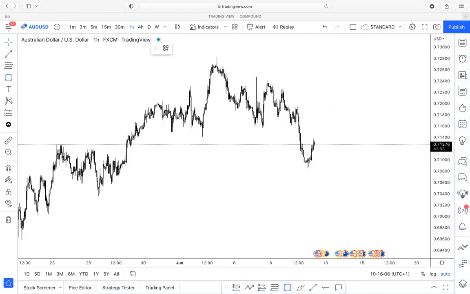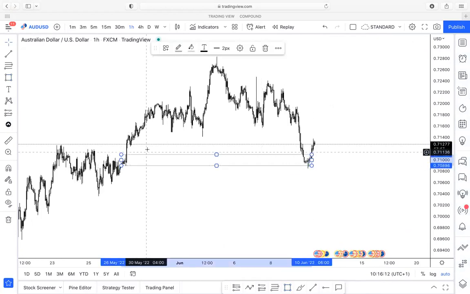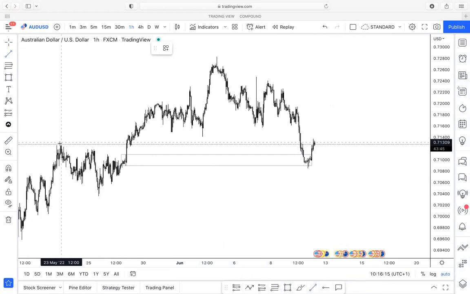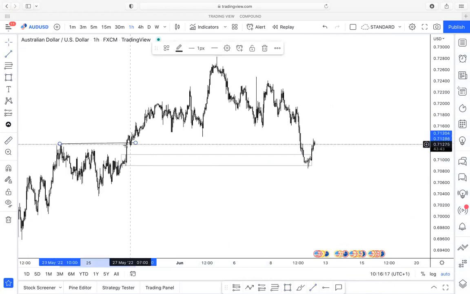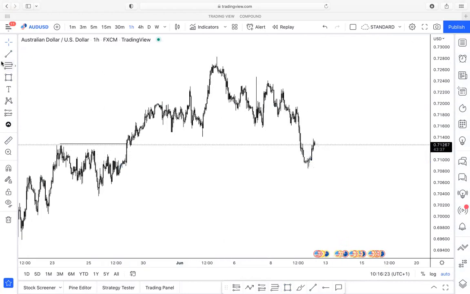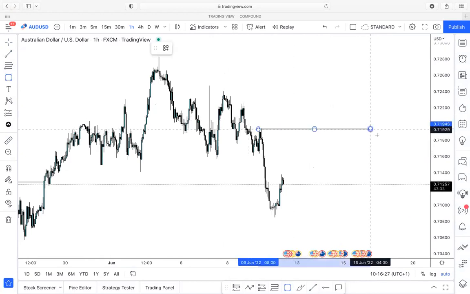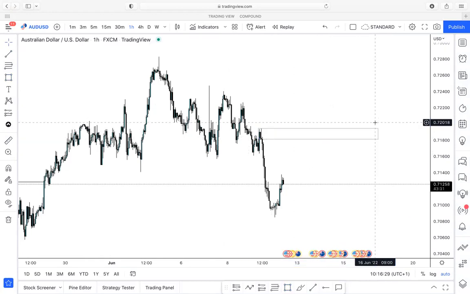AUD USD. As you can see, we got a massive reaction off this level, and this level broke the structure and had this imbalance. So the reaction is filled, that move's gone, right? Forget about that. Next opportunity, I would say you get a reaction here for a 5 to 1.